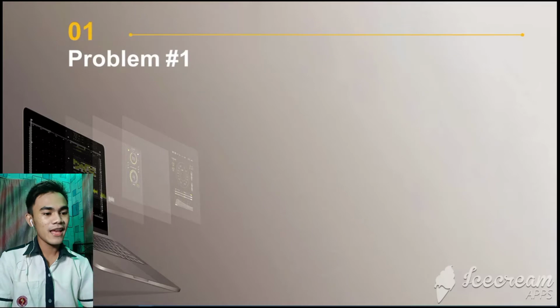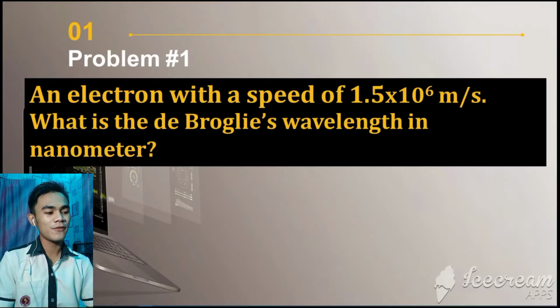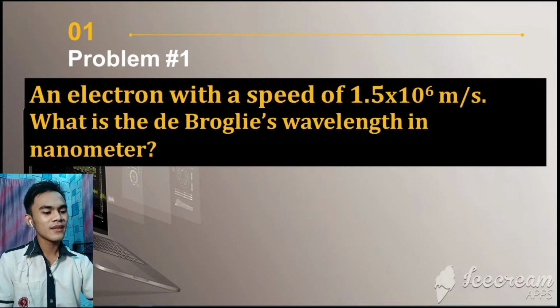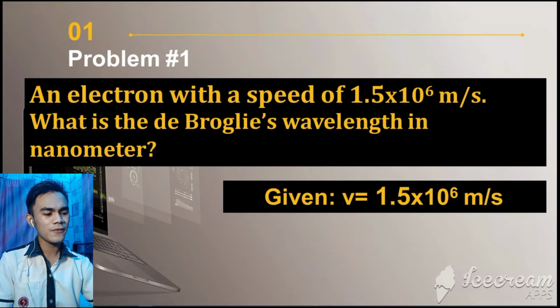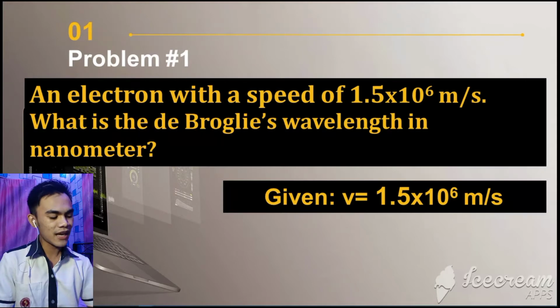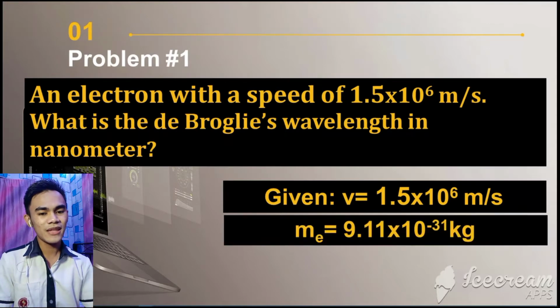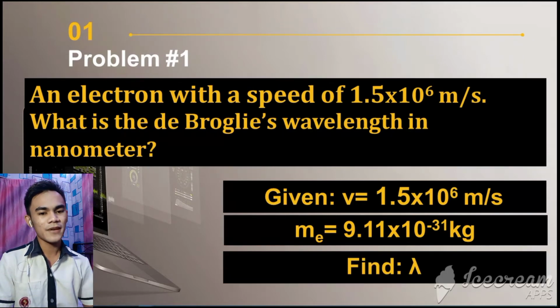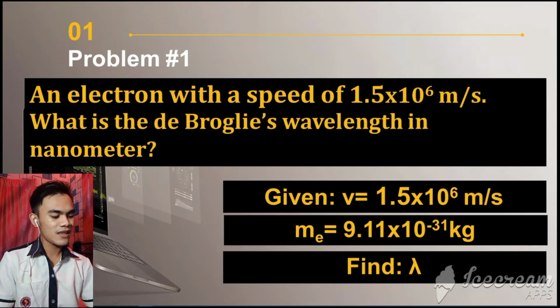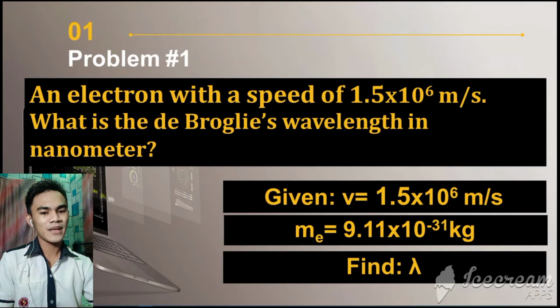So let's answer problem number 1. It states that an electron with a speed of 1.5 times 10 raised to the power of positive 6 meters per second. What is the de Broglie wavelength in nanometers? First, identify the given. We have the velocity of 1.5 times 10 raised to the power of positive 6 meters per second, and the mass of the electron, 9.11 times 10 raised to the power of negative 31 kilograms. And we are going to find its wavelength, or lambda, in nanometers.